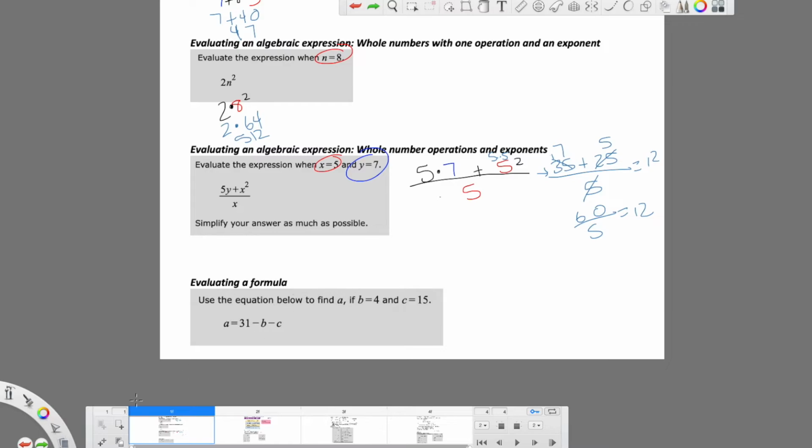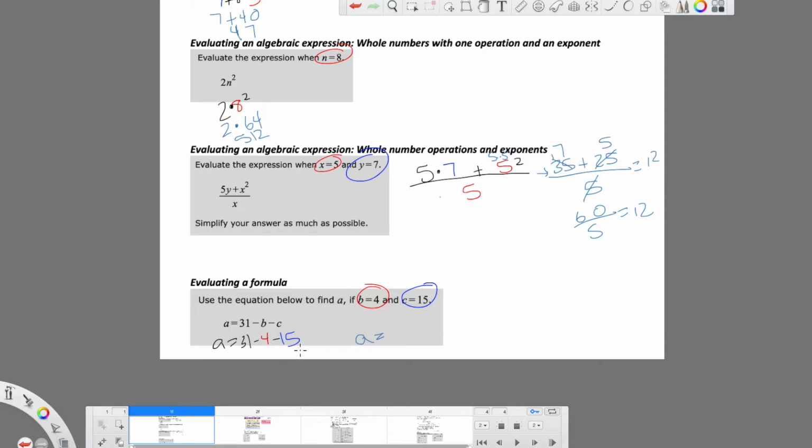So we're going to go through and we're going to plug in B, and I'll just write that down here. And then we're going to plug in C. And let's get the rest of it here. So I have A equals 31 minus. All right. So A is going to equal, that's a weird A. A is going to equal 31 minus 4 minus 15.